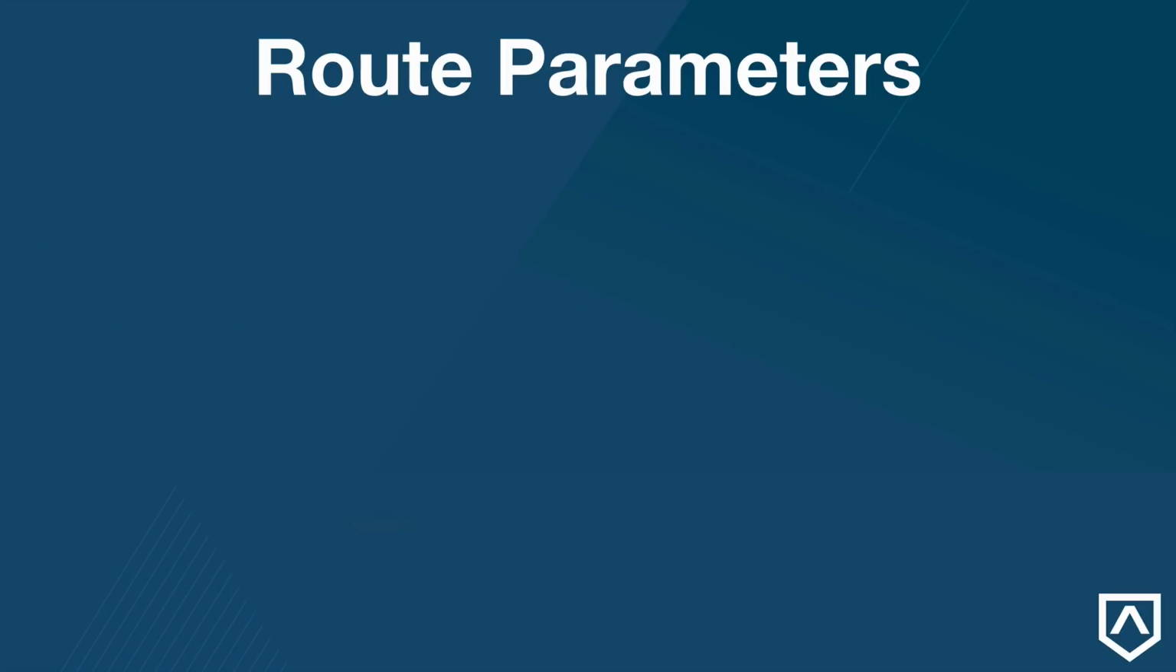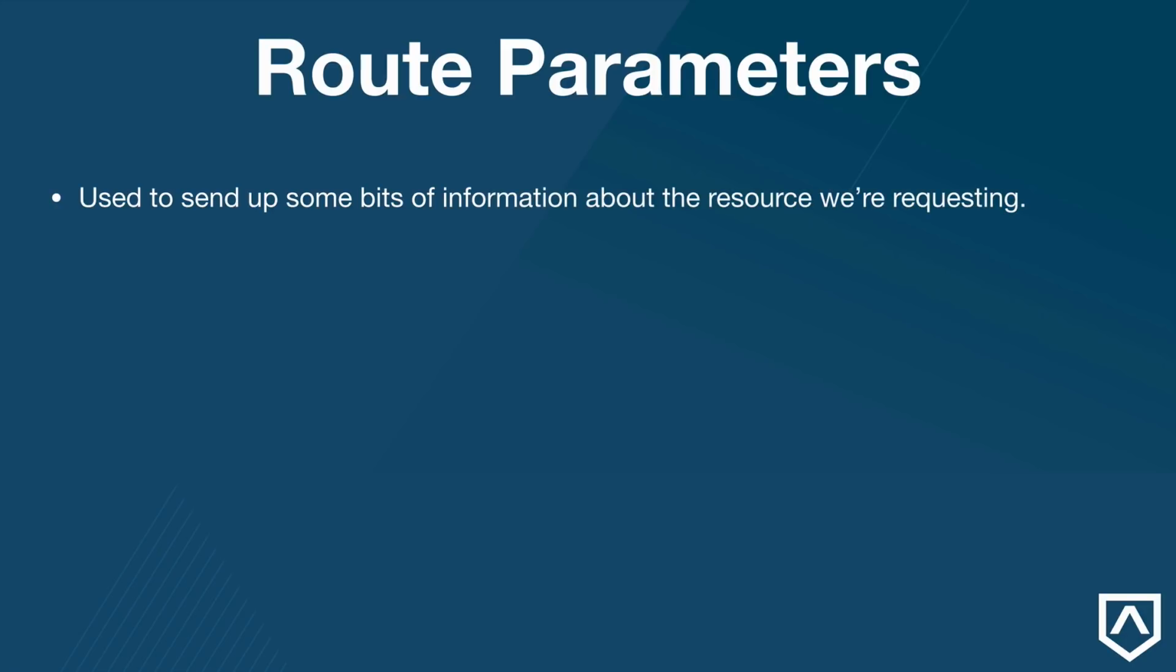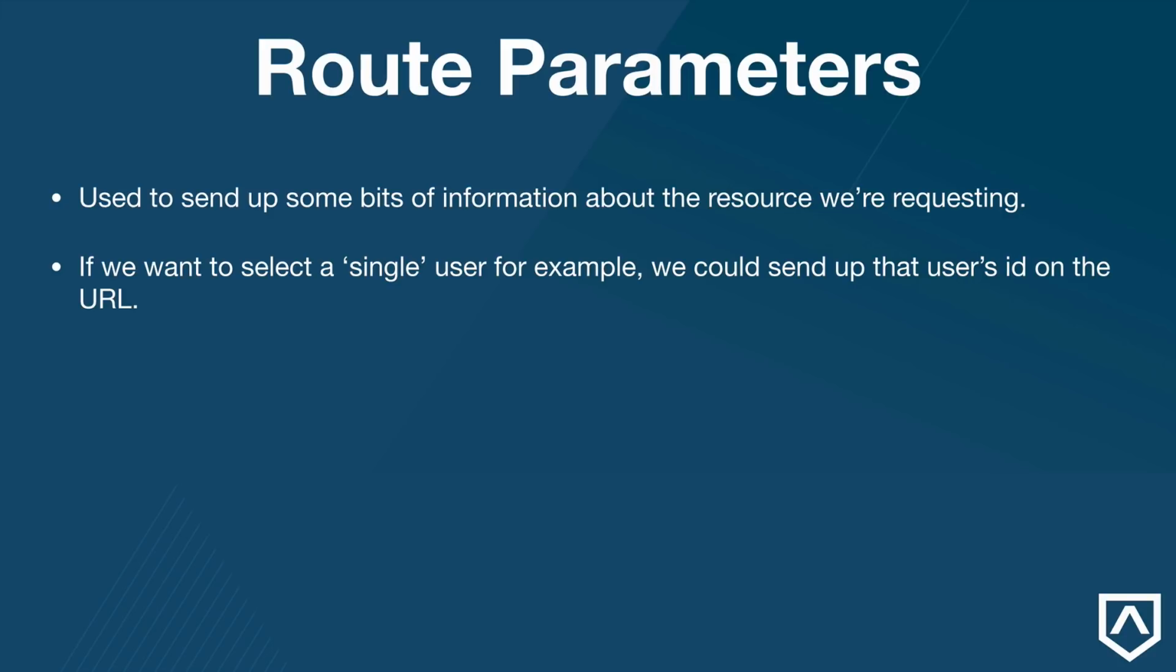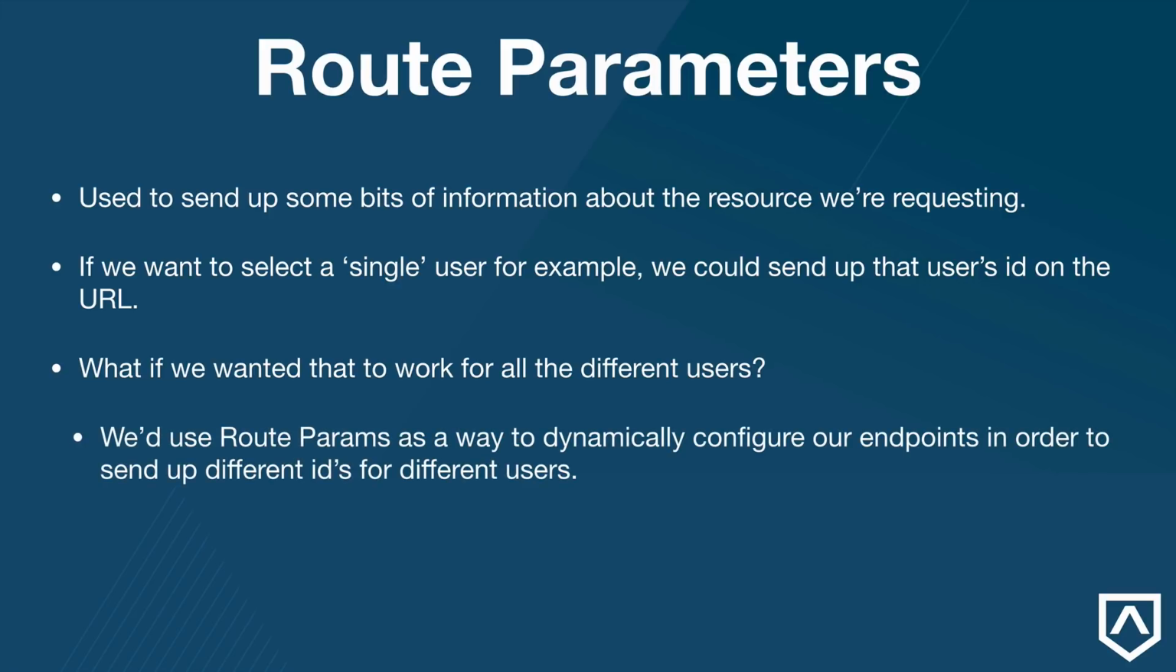Let's talk about the first one, route parameters. So this is used to send up some bits of information about the resource we're requesting. This can be in the form of like an ID. So for example, if we have a single user, we could send up that user's ID on the URL. And then what if we wanted that to work for all of the different users in our application? Well, we could simply send up dynamically a different ID per user.